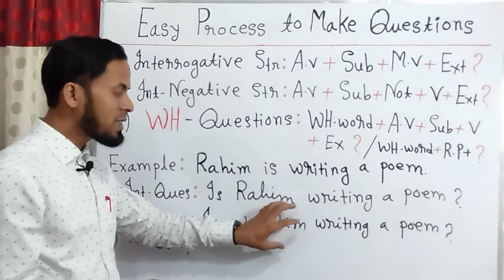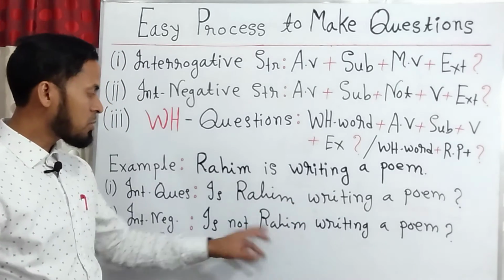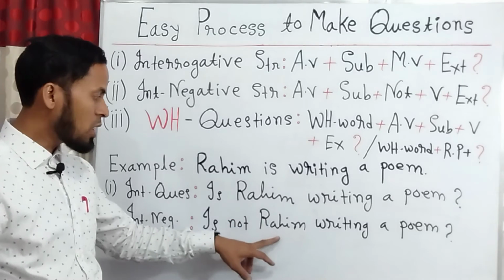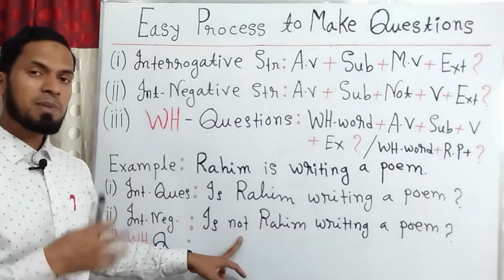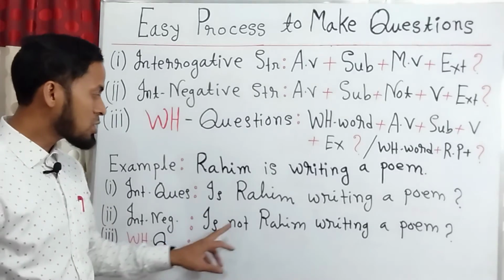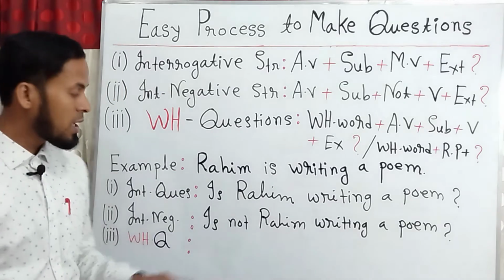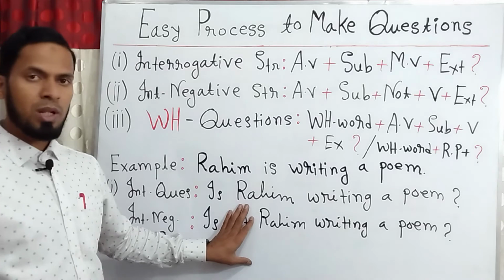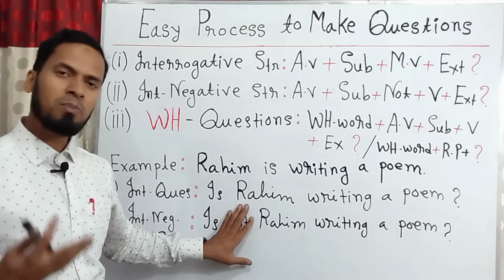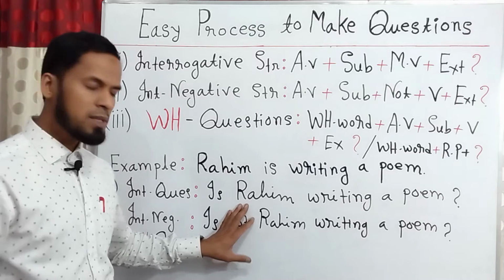If the subject is a noun, then you have to take not before the subject. Here Rahim is a noun. For this reason, not has been taken before the subject. Is not Rahim writing a poem? And you can also do that: Is Rahim not writing a poem? Both of these processes you can apply when you make an interrogative negative at a time.